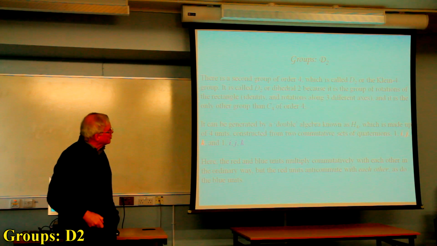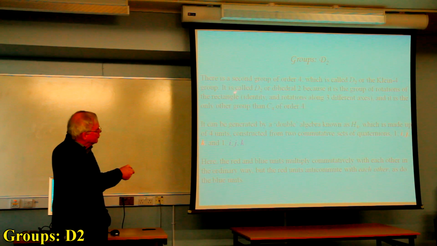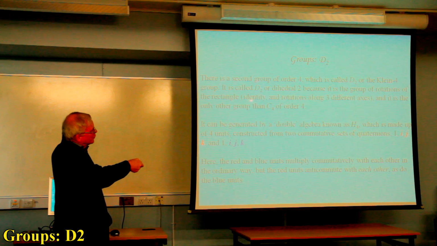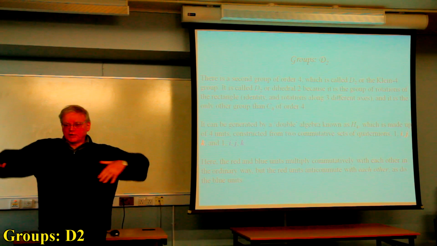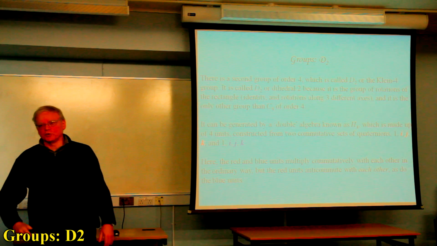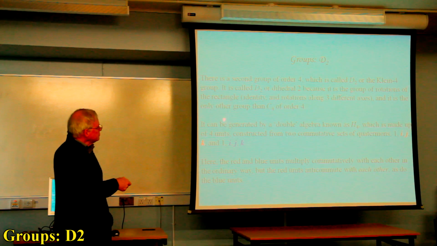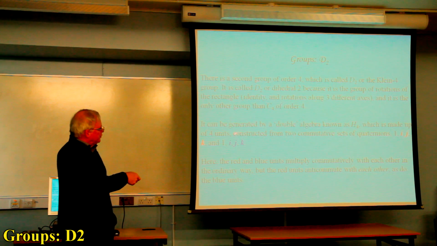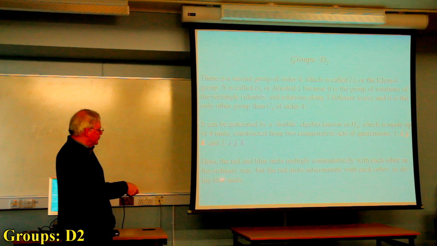However, there's a second group of order 4 that's not cyclic, and this is a much more important group than the cyclic group. It's called dihedral 2, D2, because it's the group of rotations of the rectangle. It's the identity and the 3 possible rotations in different axes. It can be generated by a double algebra known as H4. And this can be constructed from 2 sets of quaternions. And I'll show you that in a moment.